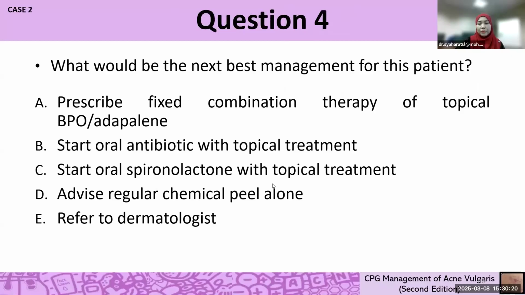C, start oral spironolactone with topical treatment. D, advise regular chemical peel alone. Or E, refer to dermatologist. So let's see what's your answer. So B, which is oral antibiotic with topical treatment. C, spironolactone. E, refer dermatologist straight. But I think majority answered B. C, spironolactone, there's one there.